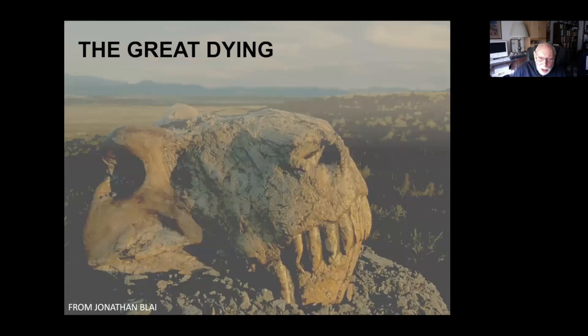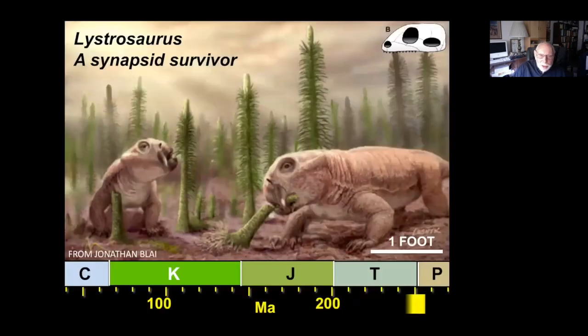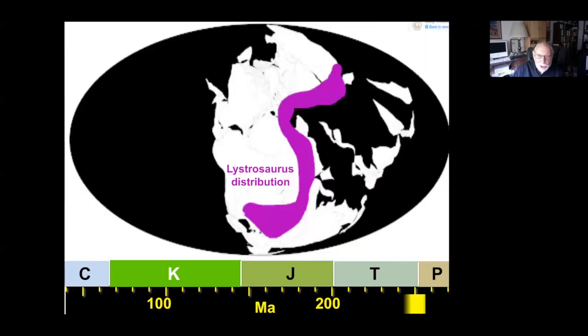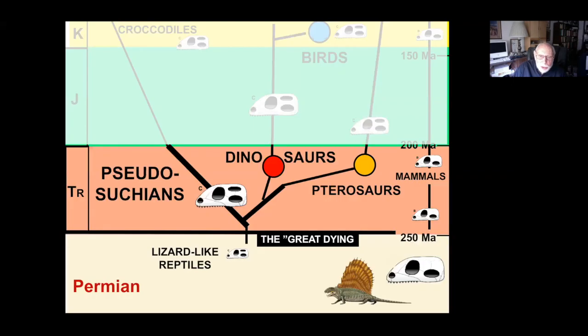Then came the Great Dying. The Great Dying had a huge impact on the synapsid reptiles. There was one survivor, Lystrosaurus, which ended up being all over the earth at the time. Its distribution was really broad, and it managed to live through the crisis that killed off so many things at the end of the Permian. It was one of the very few, though, that made it across.